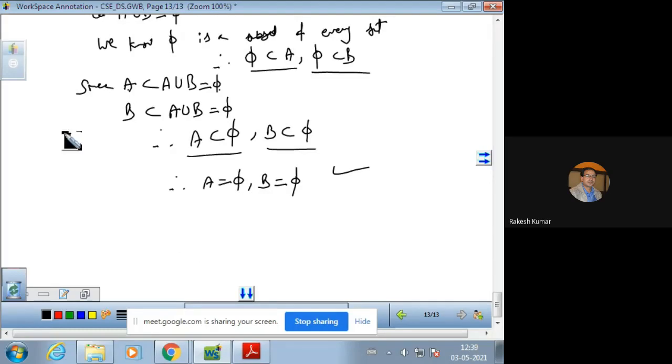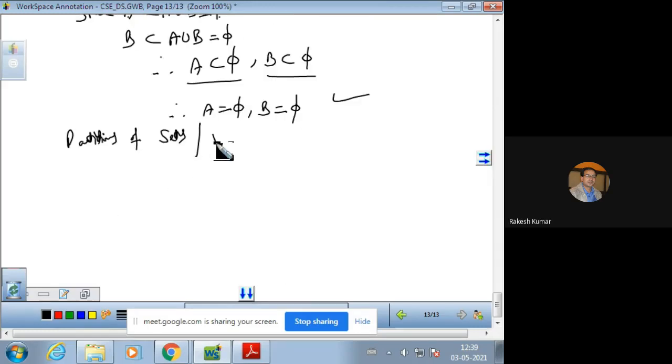Now we have partition sets, or partition of sets. So partition of sets and Venn diagrams. As the name suggests, partition of sets. So let S be a non-empty set.